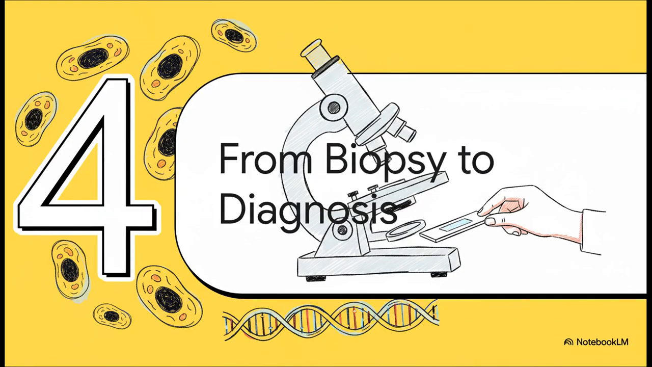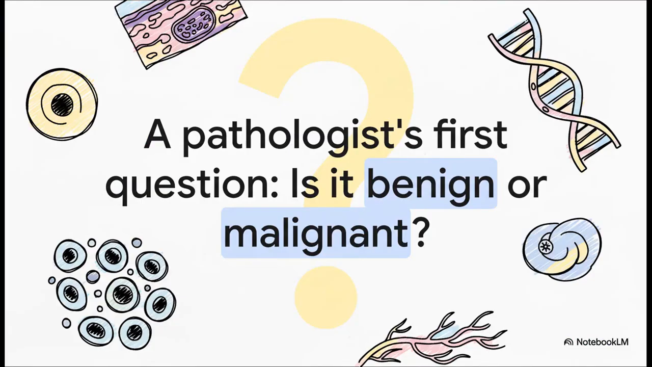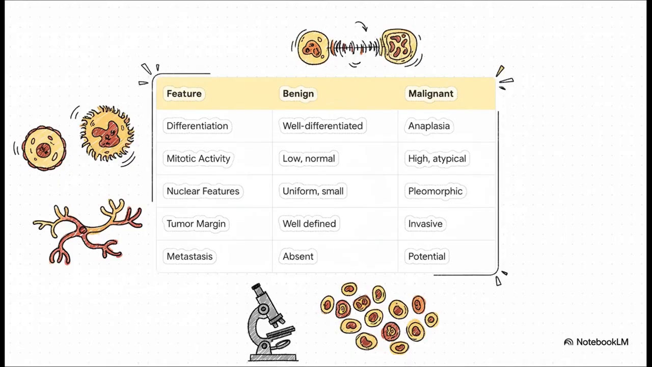Now let's move on to step 3, morphology, and see how this all starts to come together. This is where we put on our pathologist hat and actually look at the tissue itself. You know, when a biopsy slide lands on the microscope stage, this is the single most important question we have to answer. Everything else, the entire diagnosis and the whole treatment plan, it all flows from this one fundamental distinction. This table is awesome because it lays out the key differences so clearly.